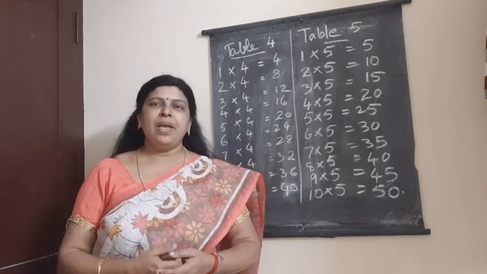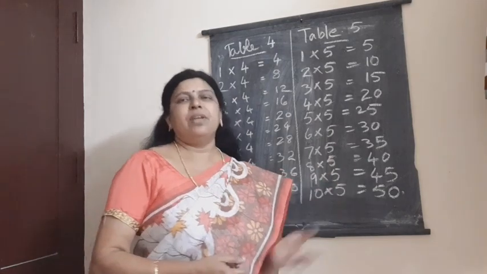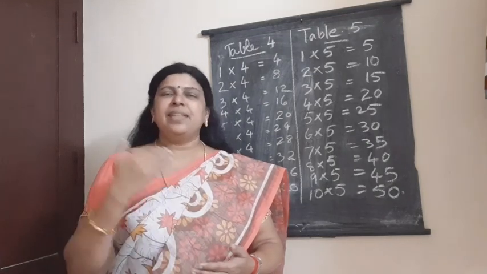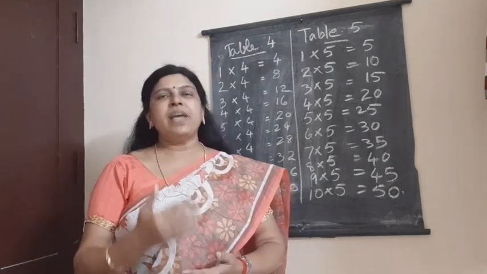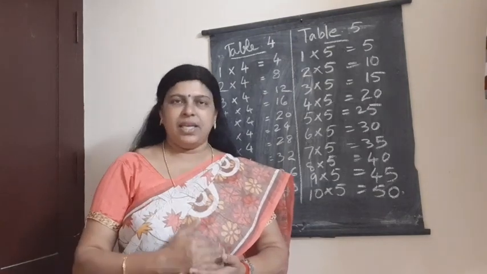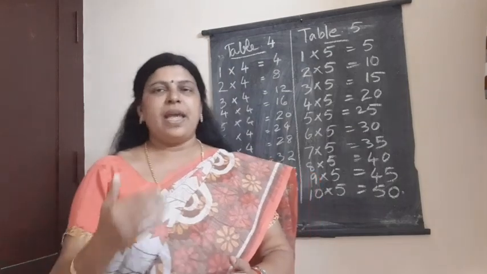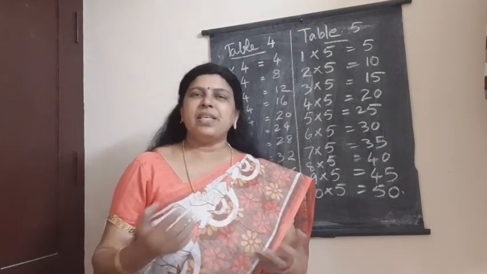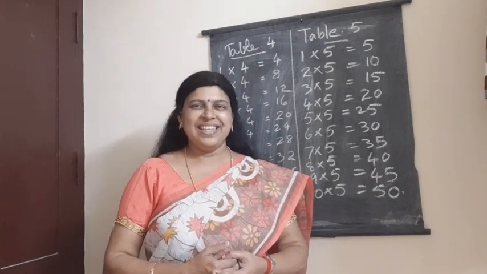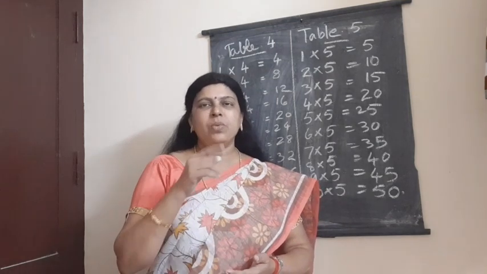Next, table of 5. This table of 5, you have already studied in first standard. All of you look, very easy. 1-5 is 5, 2-5s are 10, 3-5s are 15, 4-5s are 20, 5-5s are 25, 6-5s are 30, 7-5s are 35, 8-5s are 40, 9 fives are 45, 10 fives are 50. Isn't it easy? Okay. All of you studied table of 4 and 5 this week.